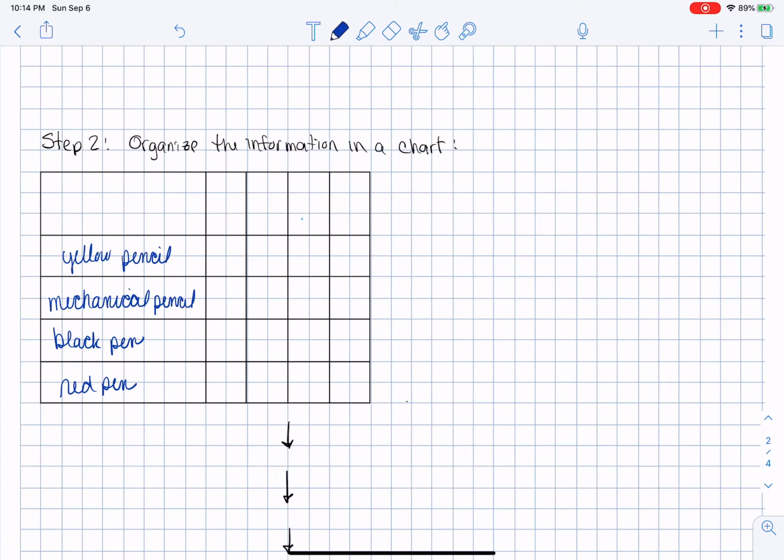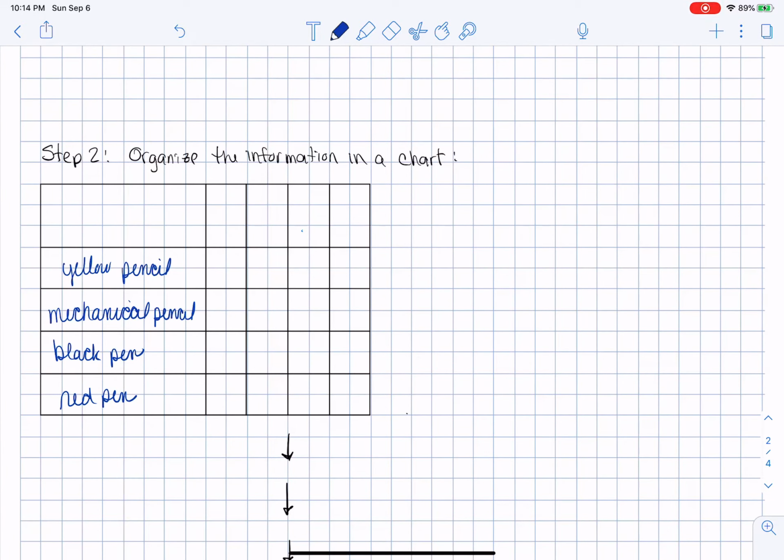Across the top, we're going to put the characteristics. And the first one we had is that everything can be used to write. The next characteristic we had is that they all have clickers. The next characteristic is ink. And finally, we have one pen that writes with red ink.